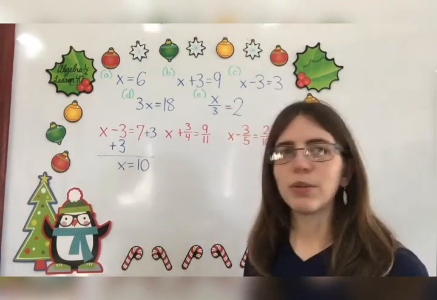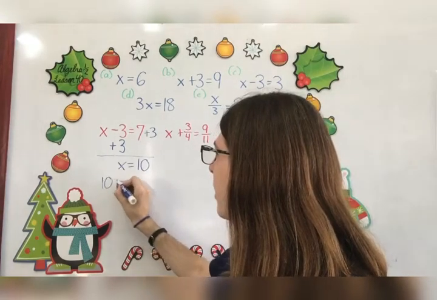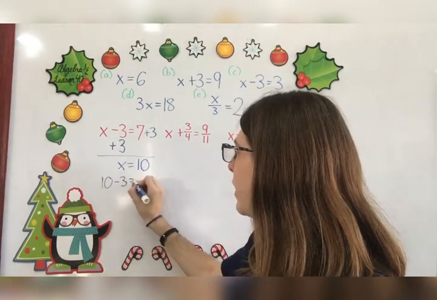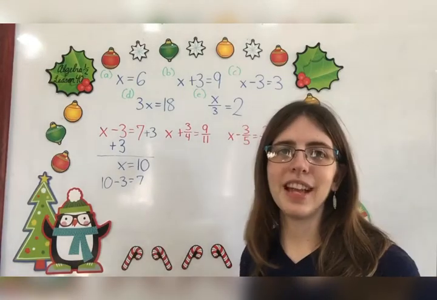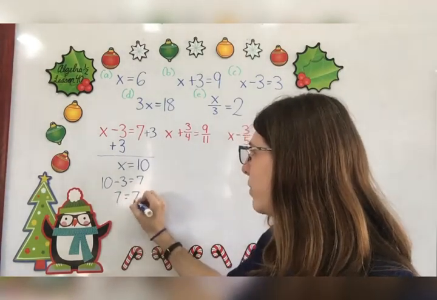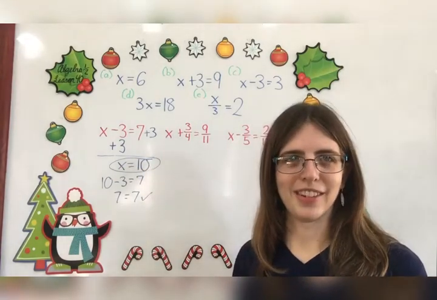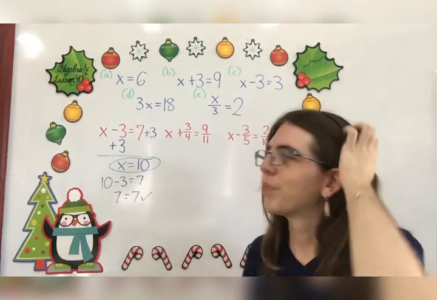So x equals 10. Now I need to put 10 in place of x so I can check it. 10 minus 3 equals 7, and yes, this step is necessary, you have to do it. 10 minus 3 is 7, 7 equals 7, my answer checks. So x equals 10 is my answer. All right, let's try another one.